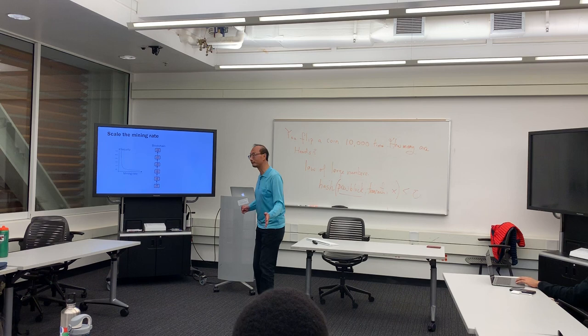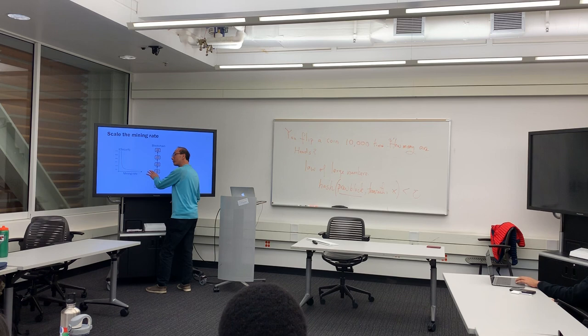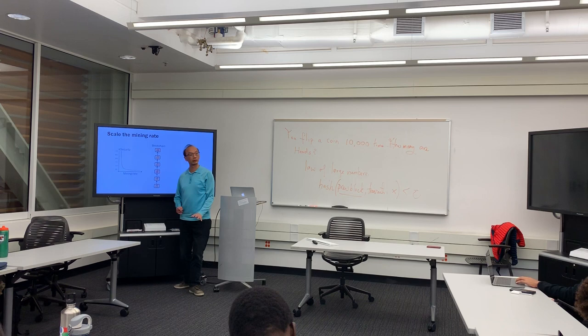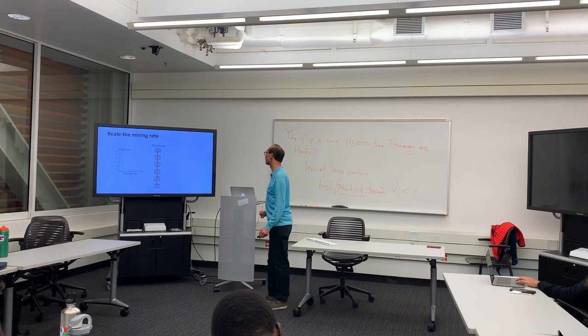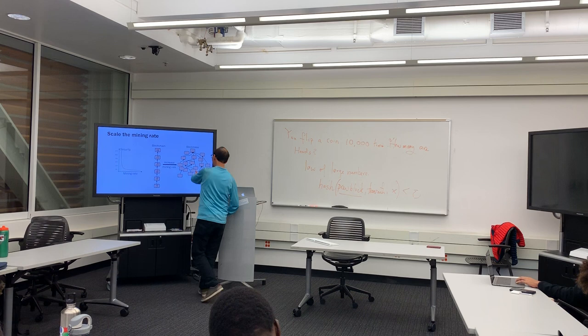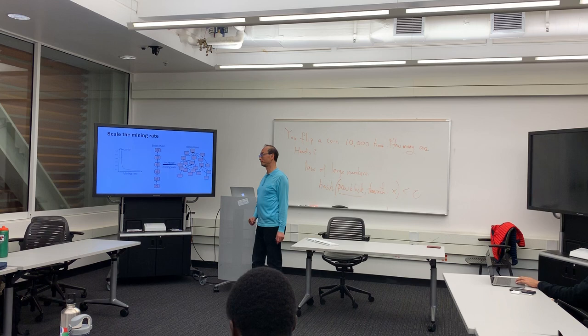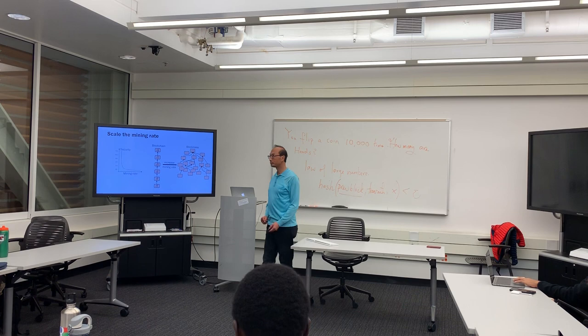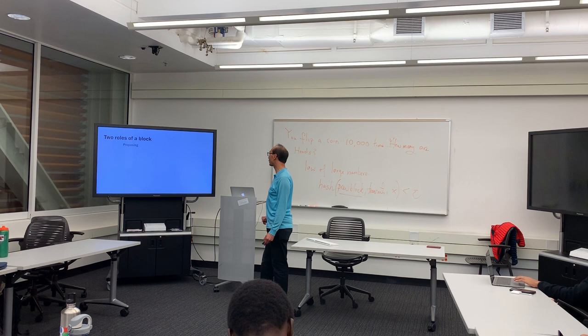It turns out it doesn't work. It turns out that as you increase the mining rate, the security actually goes down from 50% to 0%. Okay, this is important to understand why. It turns out that when you increase the mining rate, your blockchain becomes a block mess. So why is that? Why does a blockchain become a block mess? Well, let's go back to that picture. This is kind of important, so let's take a pause a little bit.